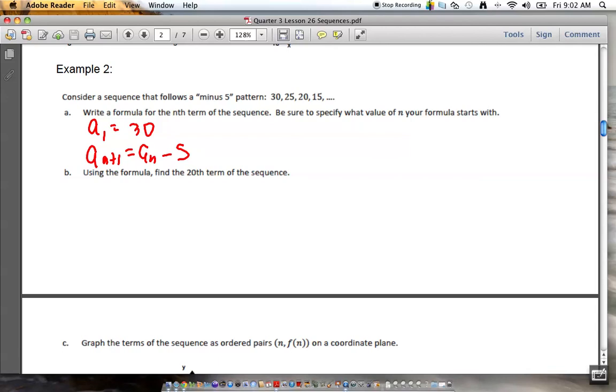Now, for part B, I would not want to use a recursive formula for part A. For part B, write the explicit formula. Go ahead, do that now. Everybody agree? Okay. Now it wants to know the 20th term, so what do I do? Drop in a 20. Good. 30 minus 5 times 19 is negative 65, which is the correct answer. Okay.